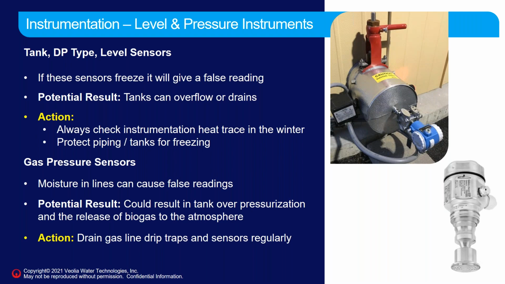Similarly, gas pressure sensors. Moisture in the biogas lines can foul these and cause a false reading. This could potentially result in an overpressurization of the digester, which would release biogas to the atmosphere. Again, not a very good situation. So make sure that you drain the level transmitter itself and the drip traps to keep condensate out of the lines.